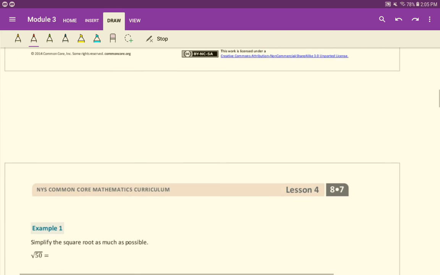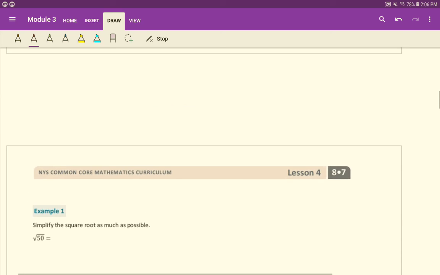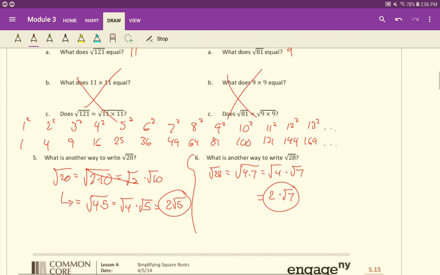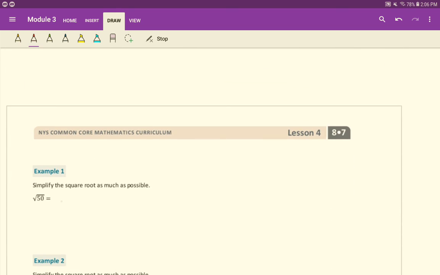All right, let's try another one. Let's simplify as much as possible the square root of 50. So again, is 50 a perfect square? Well, if we go back up to our list here, you can see that 50 is between 49 and 64. And so no, it's not a perfect square. But we can break it down. Again, root 50 is the square root of 5 times the square root of 10, but that's not helpful because we can't take the square root of either of those numbers.